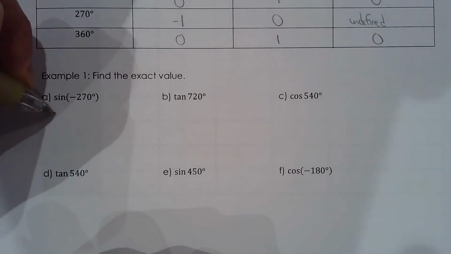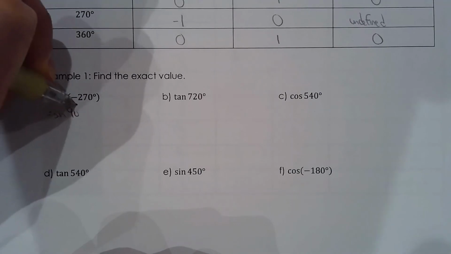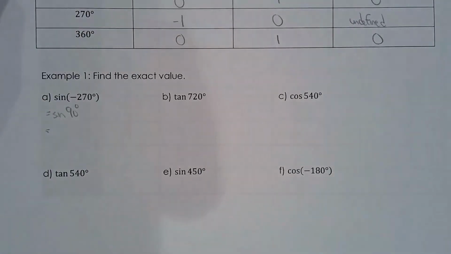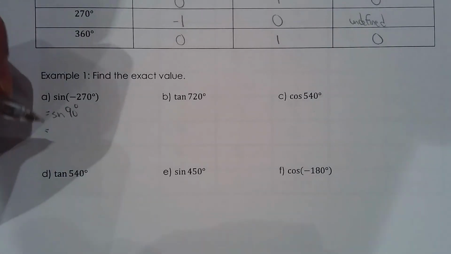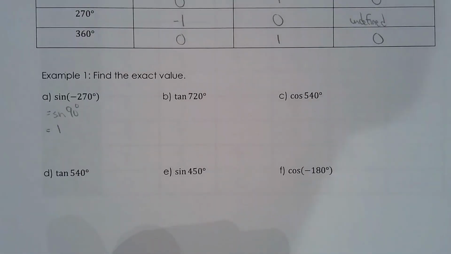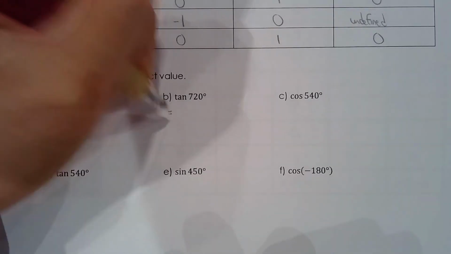All right, so here, add 360, you'll get sine 90 degrees. If you can't imagine the unit circle, then you can quickly draw it out and study where the terminal arm is going to be. 90 degrees means that the terminal arm will be on the positive y-axis, which means that the y coordinate is 1.